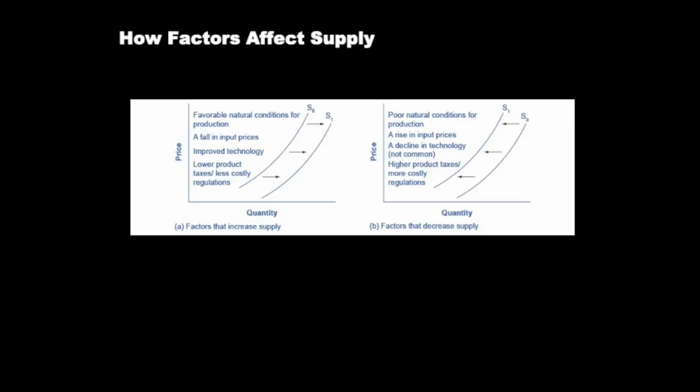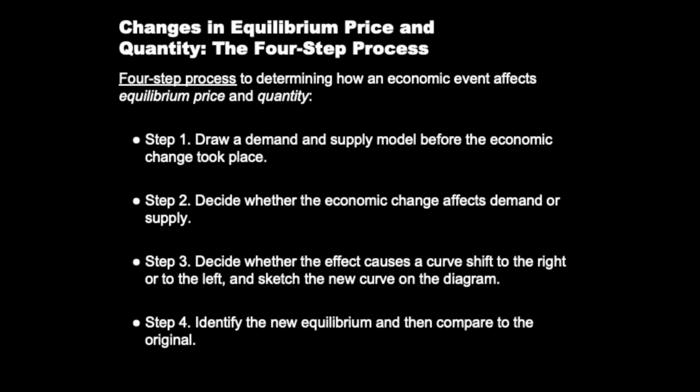How factors affect supply. From Figure A, we see that a list of factors can be used to cause an increase in the supply from S0 to S1. In Figure B, the same factors, with their direction reversed, can cause a decrease in supply from S0 to S1. Changes in the equilibrium price and quantity: the four-step process.